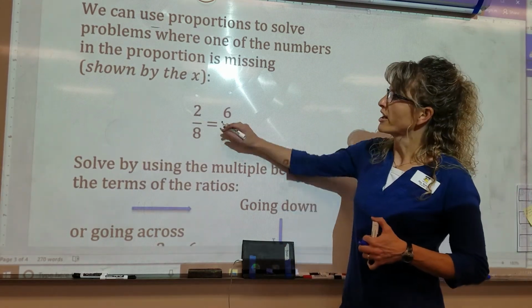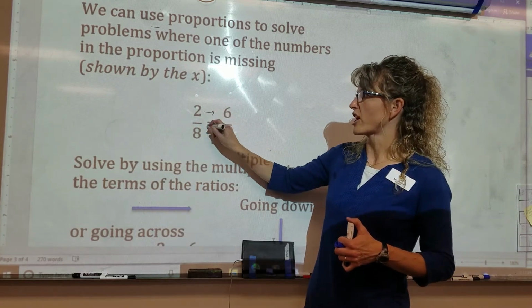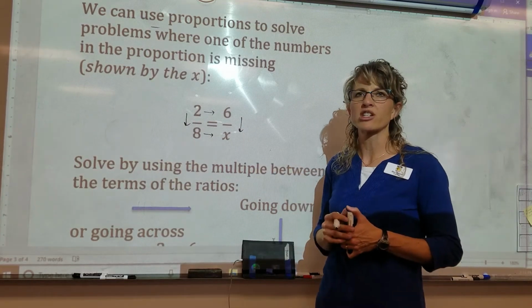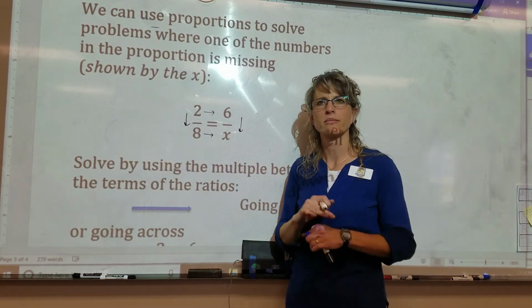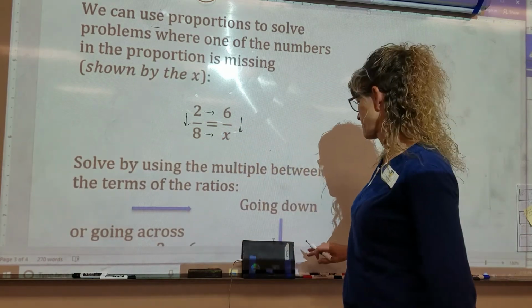Okay. All right. Let's take 2 eighths equals 6 over some number. Hey, we could work across, or we could work down. But let's look for that relationship. Who sees the relationship? Okay. Emma, what do you see?